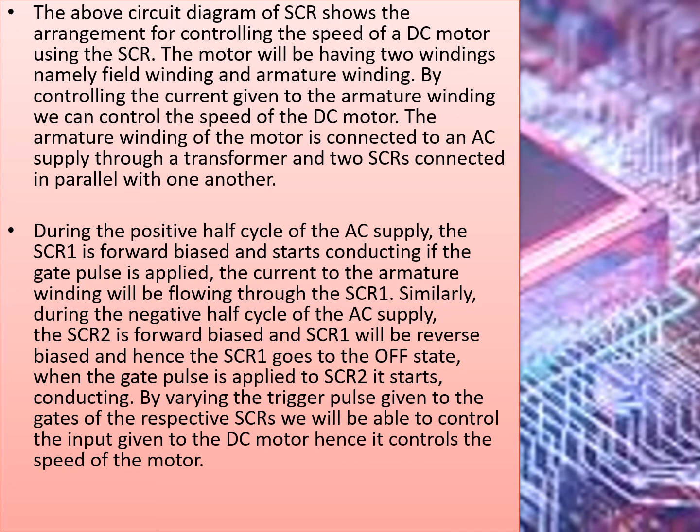Similarly, during the negative half cycle of the AC supply, SCR2 is forward biased and SCR1 is reverse biased, and hence SCR1 goes to the off state. When the gate pulse is applied to SCR2, it starts conducting. By varying the trigger pulse given to the gates of the respective SCRs, we are able to control the power given to the DC motor, hence it controls the speed of the motor.